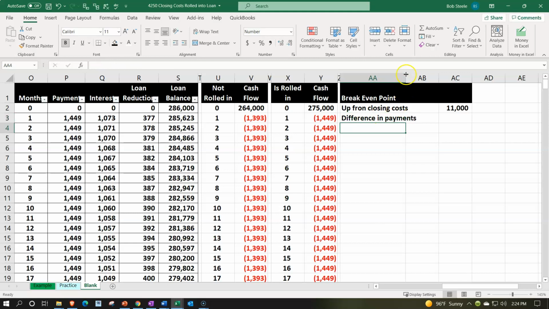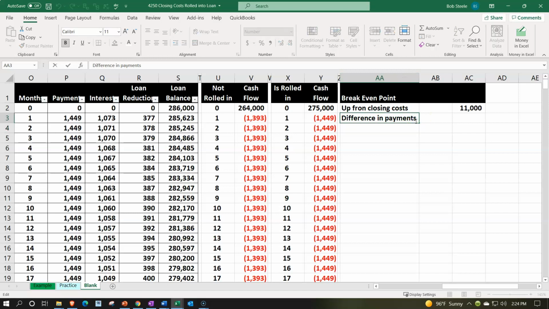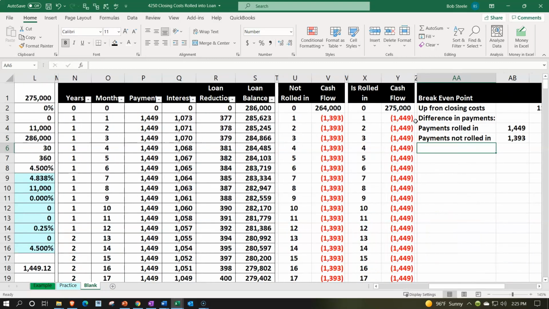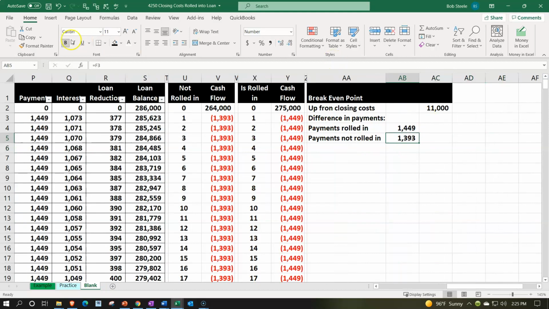The difference in payments then is going to be, let's put a colon there, it's going to be the payments rolled in. Let's say payments rolled in, meaning payments with the closing costs rolled in, is going to be the higher payment. So we rolled in, we got the higher loan resulting in the higher payment, and then we're going to compare that to the payments not rolled in, which is going to be equal to the lower payments if we paid the closing costs up front. There we go. We're going to underline that.